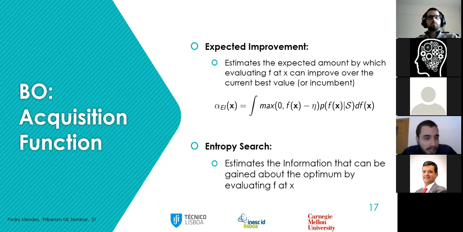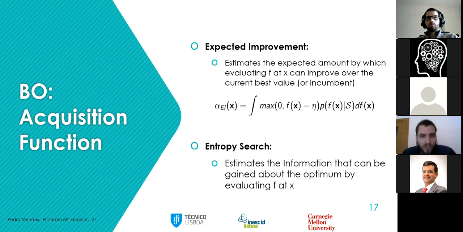One of the most common acquisition functions used in the literature is called expected improvement. It tries to estimate the expected amount by which evaluating the configuration X can improve over the current incumbent, the current best configuration. And for that, we need to integrate over all values of the distribution, but we are only interested in the regions where the predictive value for f is higher than the value of the incumbent. There is a variant of this acquisition function called constrained expected improvement that extends it in order to incorporate constraints, and multiplies this expected improvement by the probability that the constraints are met.